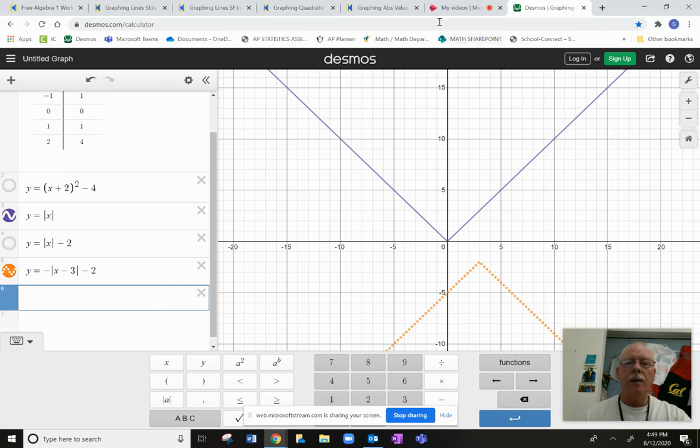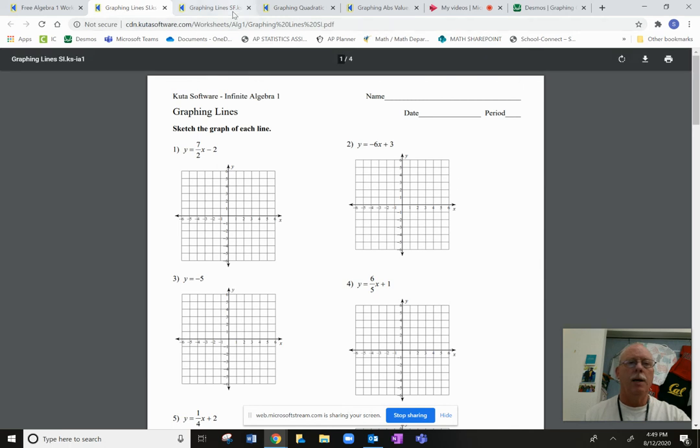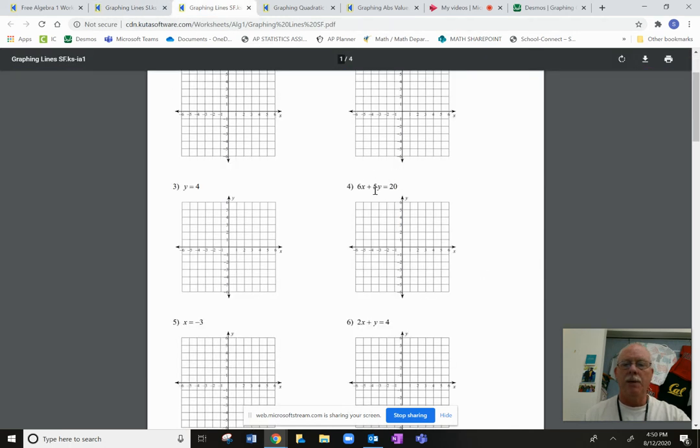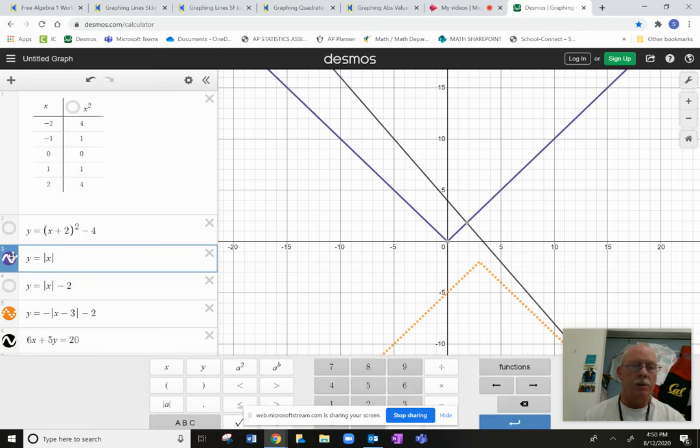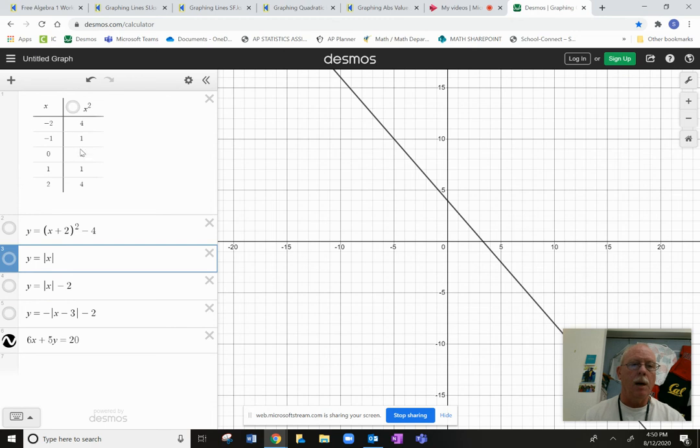I guess the other thing I want to show you on this is that you can't break this tool. So if you wanted to graph something completely different in a different form, like this, you might remember that this is called standard form instead of slope-intercept form. So 6x plus 5y equals 20. Let's go over here and graph 6x plus 5y equals 20. In other words, it doesn't have to be in slope-intercept form, it'll still graph the line. Close some of these others so you can see it. Okay, so this is the graph of 6x plus 5y equals 20.